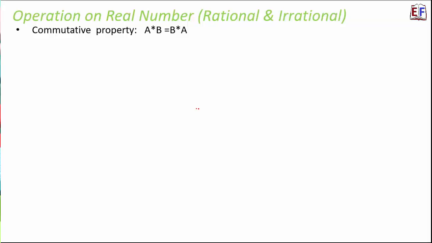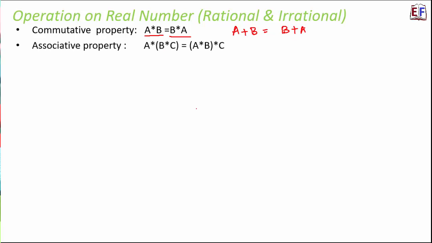recap. Commutative property for multiplication tells us that A multiplied by B is equal to B multiplied by A. In case of addition, it tells us that A plus B is equal to B plus A. Next is associative property. It states that if there are three real numbers A, B, C, then A multiplied by B multiplied by C is equal to A multiplied by B then multiplied by C. Similarly, in case of addition, A plus B plus C is equal to A plus B plus C.